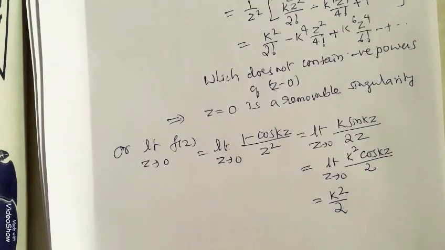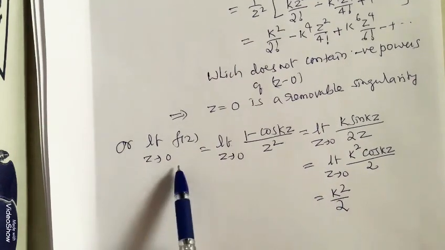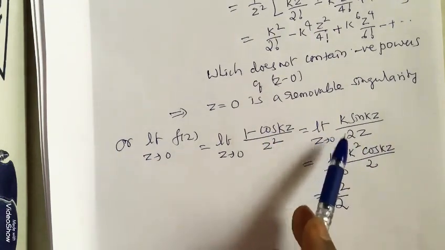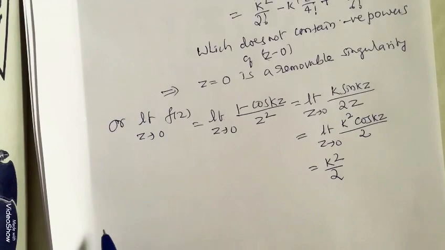So the limit exists now. Therefore, it is not having the singularity at all. You are getting it is finite. Limit f z as z tends to 0 is finite. Therefore, z is equal to 0 is a removable singularity here. After simplification, there is no term with a negative power of z. That's why I can say singularity is not there, it is removed. Then next one.